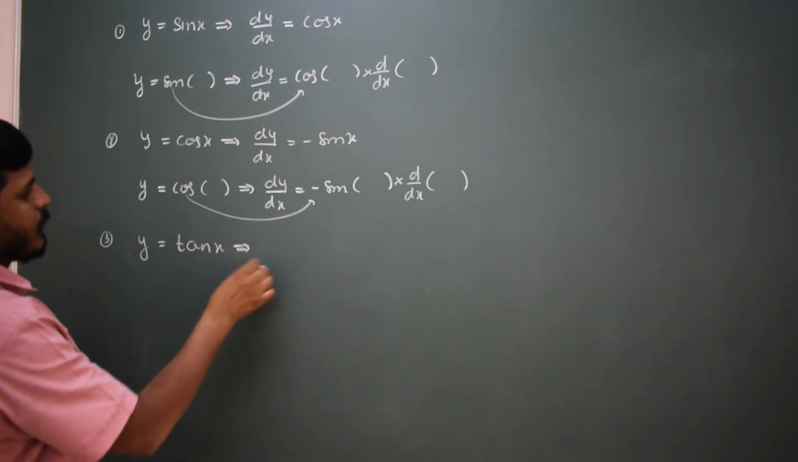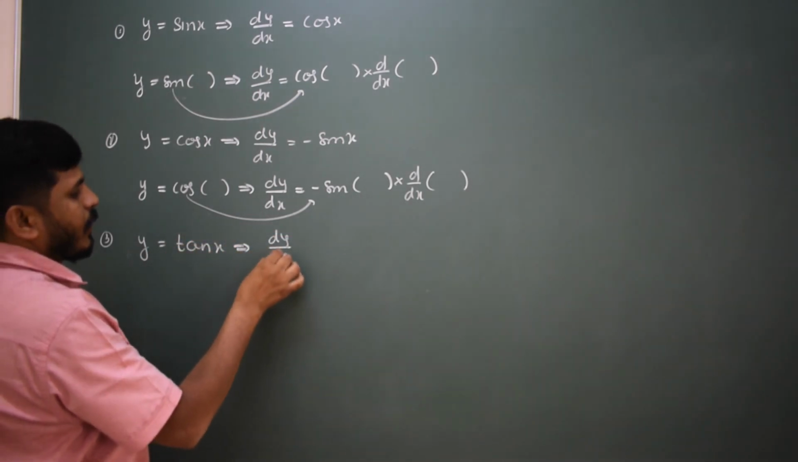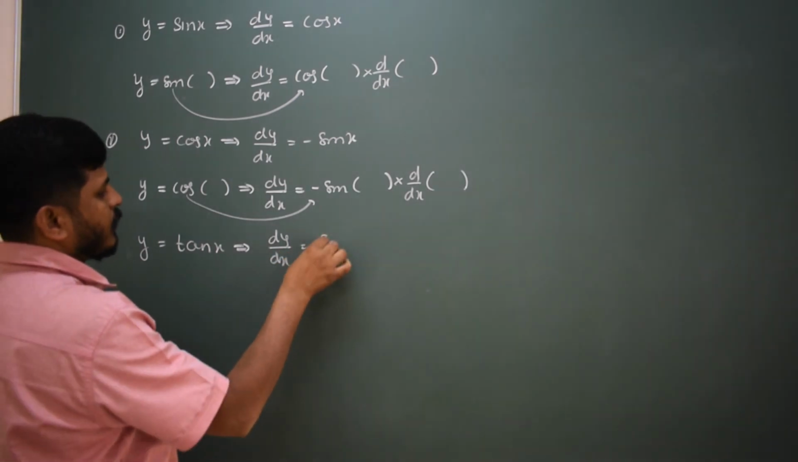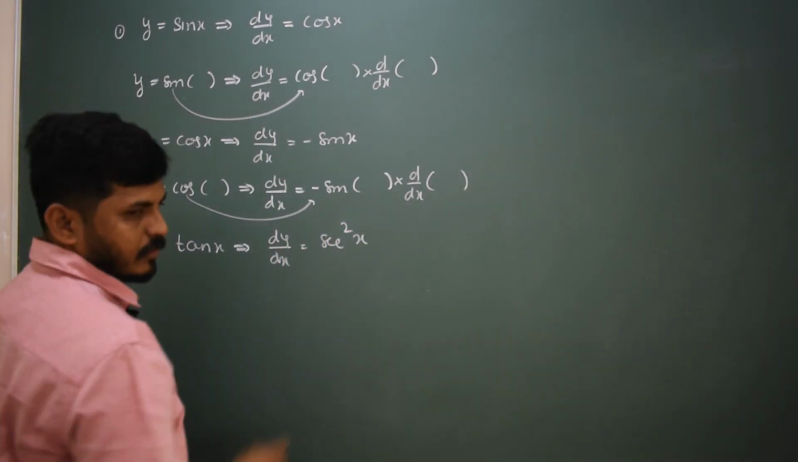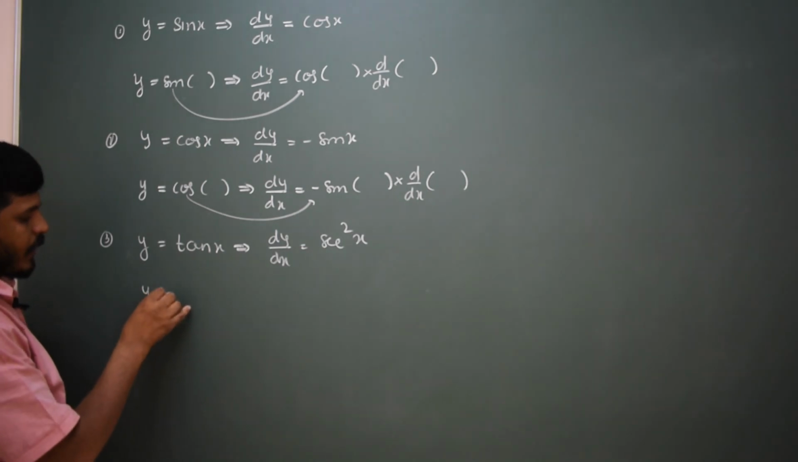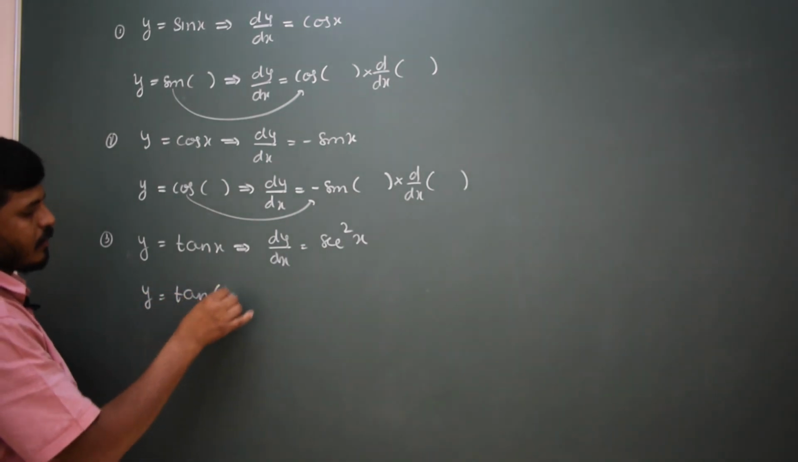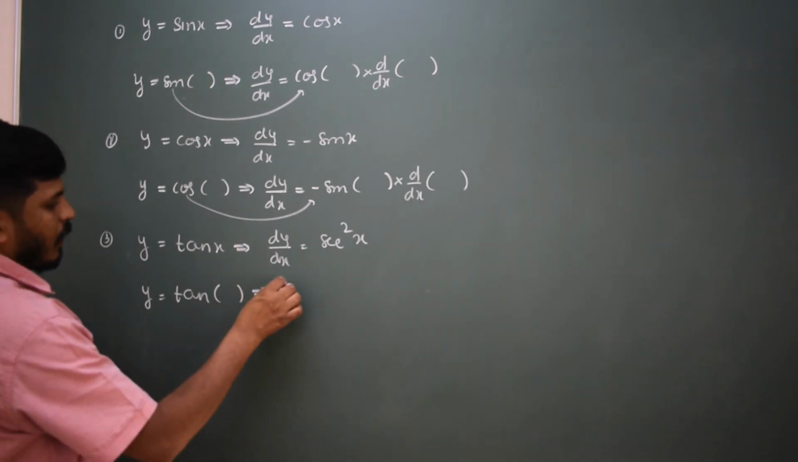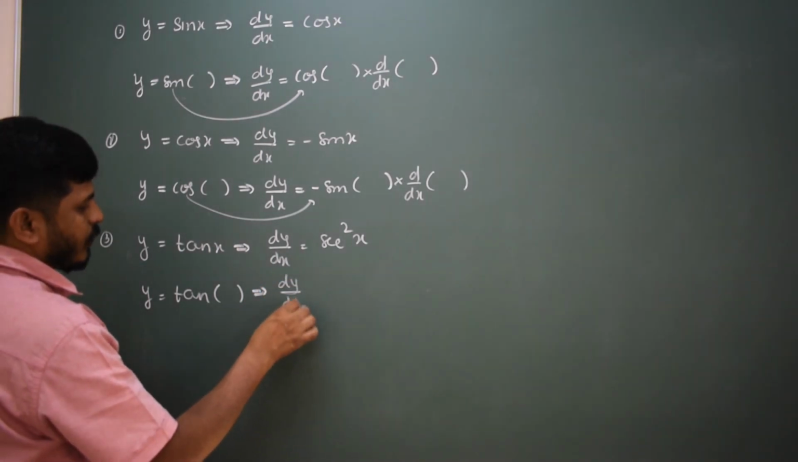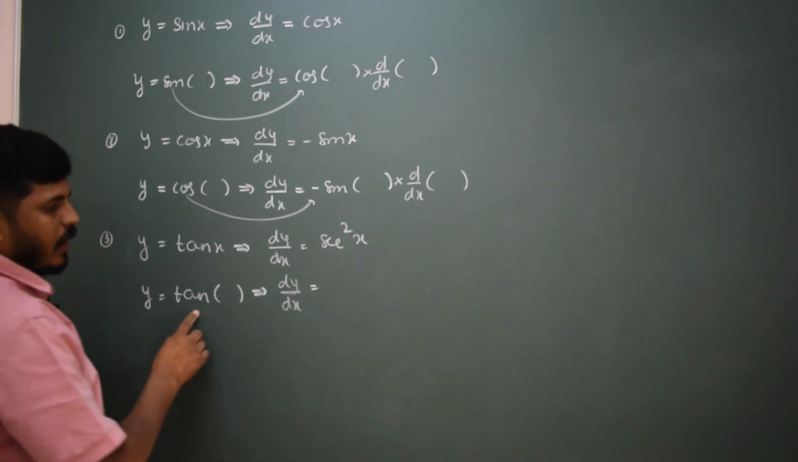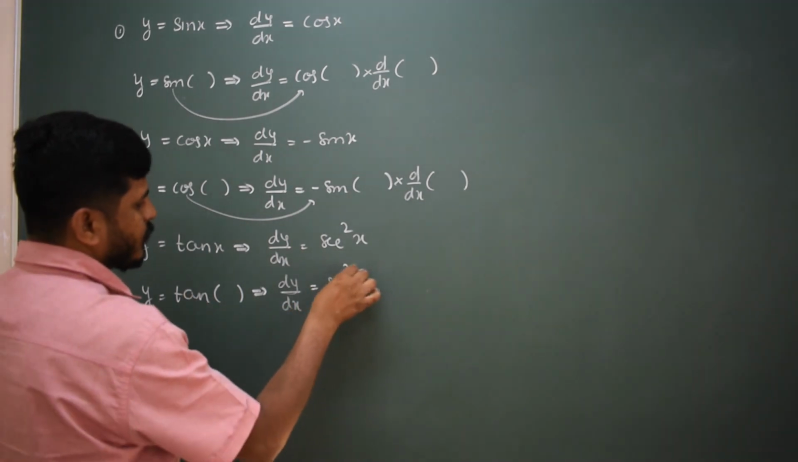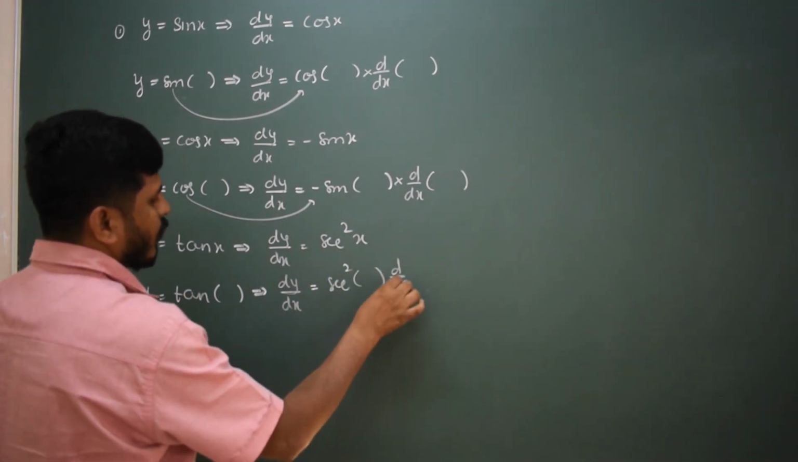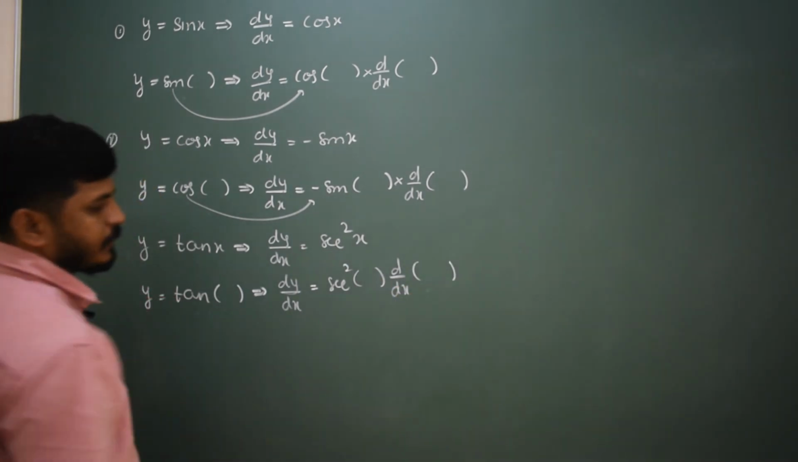Similarly, y is equal to tan x. What is tan x differentiation? dy by dx is equal to secant square x. Now read tan x as tan of something. Something means some function we have. Tan of some function. Now dy by dx is equal to secant square something into differentiation of something.